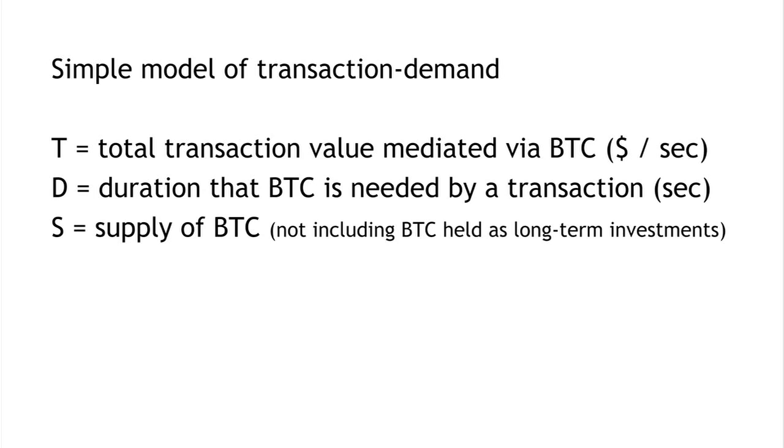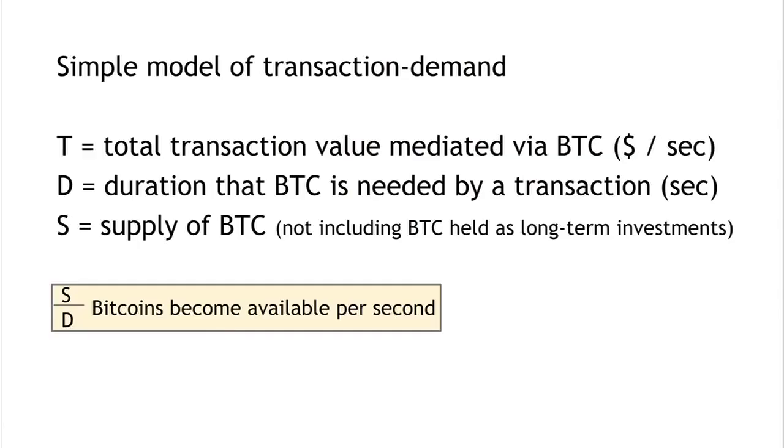We're going to say D is equal to the duration of time that Bitcoins need to be held out of circulation in order to mediate a transaction. That's the time from when the payer buys the Bitcoins to when the receiver is able to sell them back into the market, and we'll measure that in seconds. And then S is going to be the supply of bitcoins that are available for this purchase. And so that's going to be all the bitcoins that exist, that is all of the hard currency bitcoins, all of the 13.1 million or eventually up to 21 million bitcoins, not including those that are held out by people as long-term investments. So at any point in time, there's some supply of bitcoins that are sloshing around and available for this purpose.